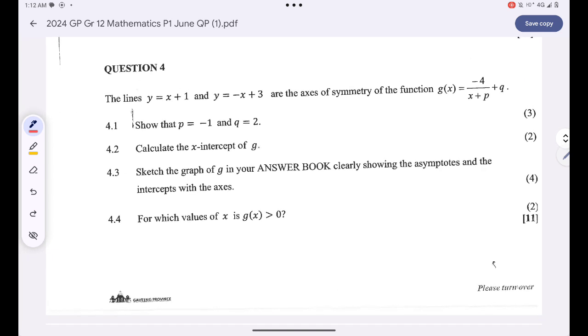In this video, guys, I'll be tackling question number 4 from the mid-year examination, which was written in the province of Gauteng in the year 2024. Yes, we are still doing mathematics paper 1, which consists of 10 questions, so please do expect 10 videos, guys, since the question paper had 10 questions in total.